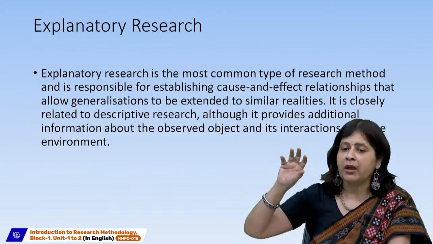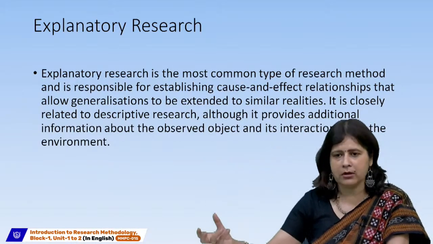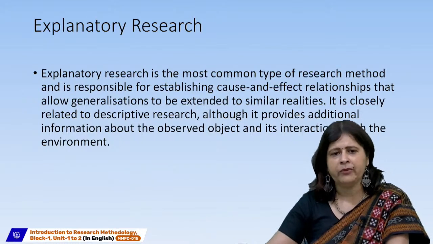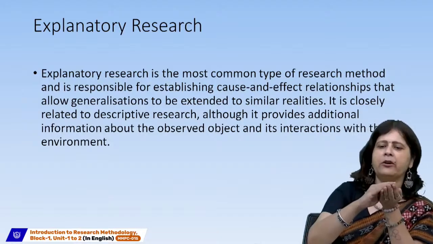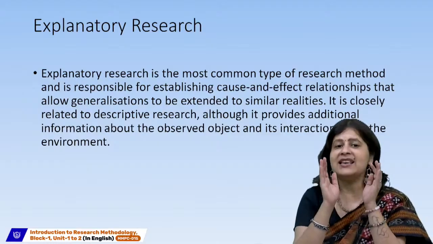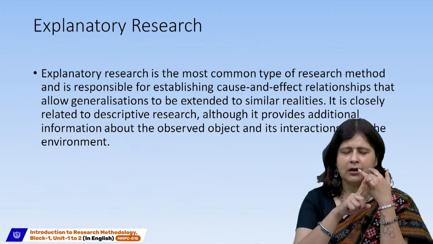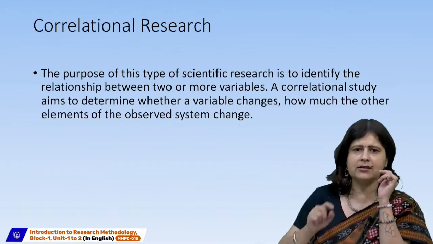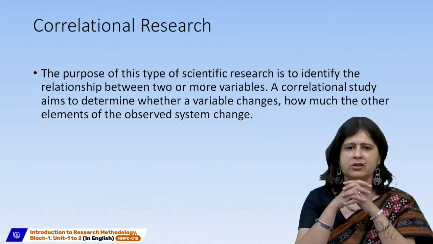right, and it is a type of descriptive research, but it provides the additional information about the object under study or the subject under study and its interaction with the environment, that is the impact of environment on the object or the impact of object on the environment, right, that is known as the explanatory research, right. So, we discussed three types of research, that is exploratory research, descriptive research and explanatory research. Then the third type of research is correlation research, right.